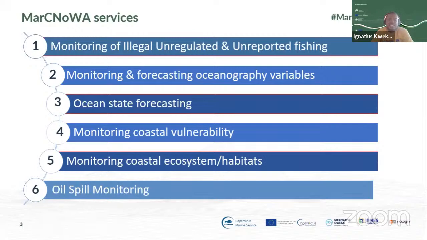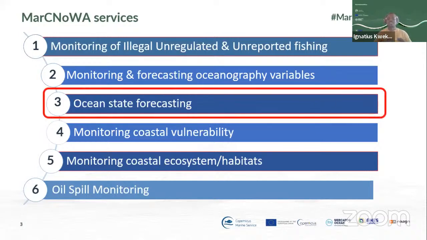main services, looking at monitoring of illegal, unregulated, and unreported fishing, monitoring and forecasting of ocean variables, as well as forecasting ocean state, monitoring coastal variability and coastal ecosystems, as well as the very new one, which is the oil spill monitoring service. For this particular use case example, I'm going to be talking about the ocean state forecasting service.